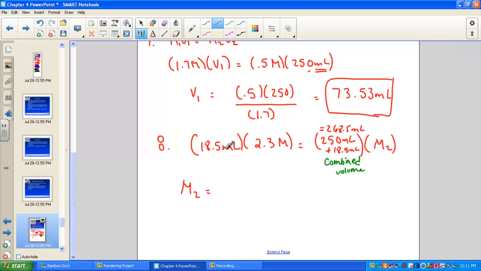So let's calculate for M2. We start on the side without the variable. We get 18.5 times 2.3 divided by that combined volume of 268.5, and the new resulting concentration, 0.158 molar. And this indeed gives us the unit here and label, HCl.